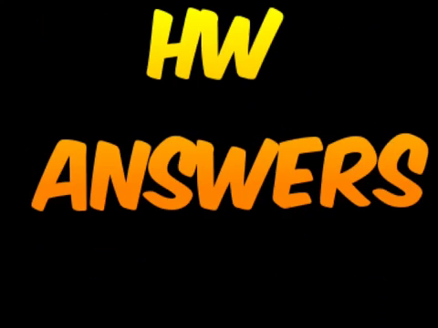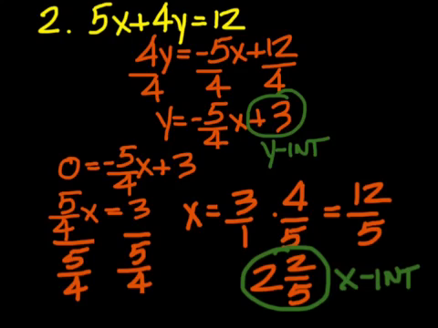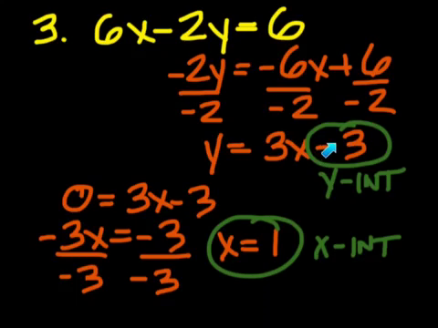Here are the homework answers. For 1 through 5, the x-intercept and the y-intercept are a ½ point each. For number 1, you should have -5 for the y-intercept and 3 1/3 for the x-intercept. For number 2, you should have 3 for the y-intercept and 2 2/5 for the x-intercept. 3, the y-intercept is -3. The x-intercept is 1.